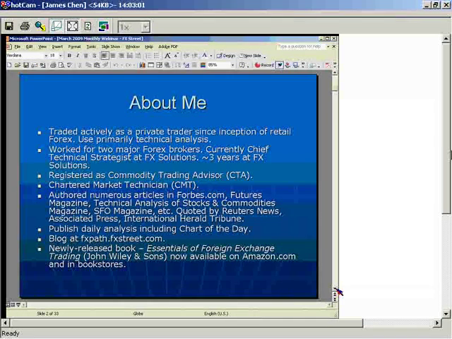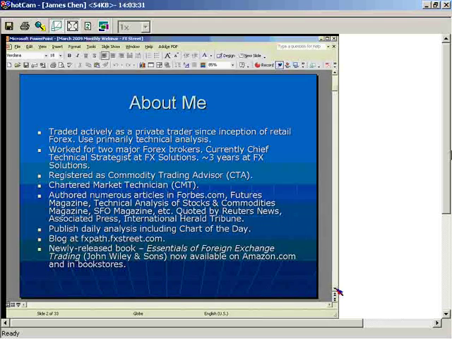I've worked for two major Forex brokers. Currently, I'm the Chief Technical Strategist at FX Solutions. I've been here for around 3 years. Prior to that, I was at another Forex broker. I'm registered as a commodity trading advisor, which means that I can trade funds, which I've done in the past. But currently I've got my hands full doing analysis and writing, and doing webinars like this on behalf of FX Solutions.